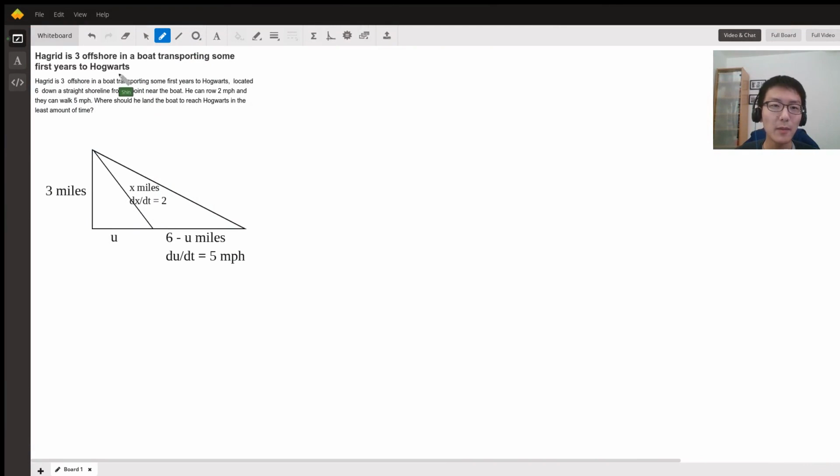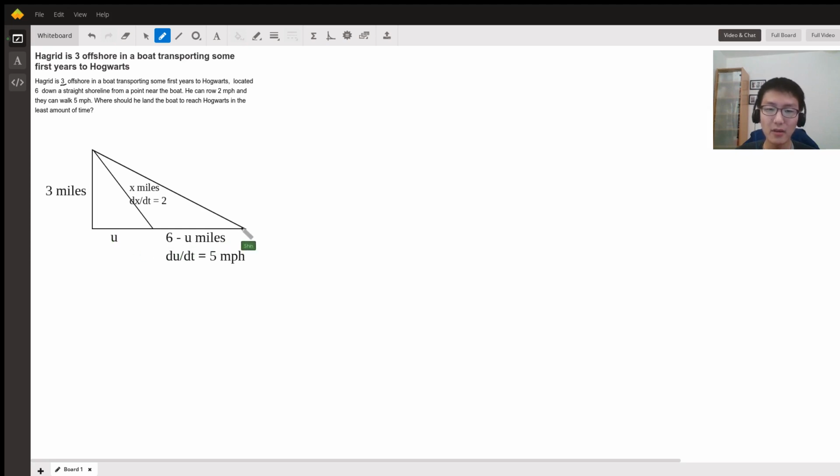Problem, we are going to solve about how to figure out the least amount of time it could take for him to travel some x miles along the ocean and then walk for another 6 minus u miles in order to get to his destination in the least amount of time. The distance from his boat to the shoreline is 3 miles, and he has to travel x miles, which we don't know, on the ocean, but we know that he can swim at a rate of 2 miles per hour.